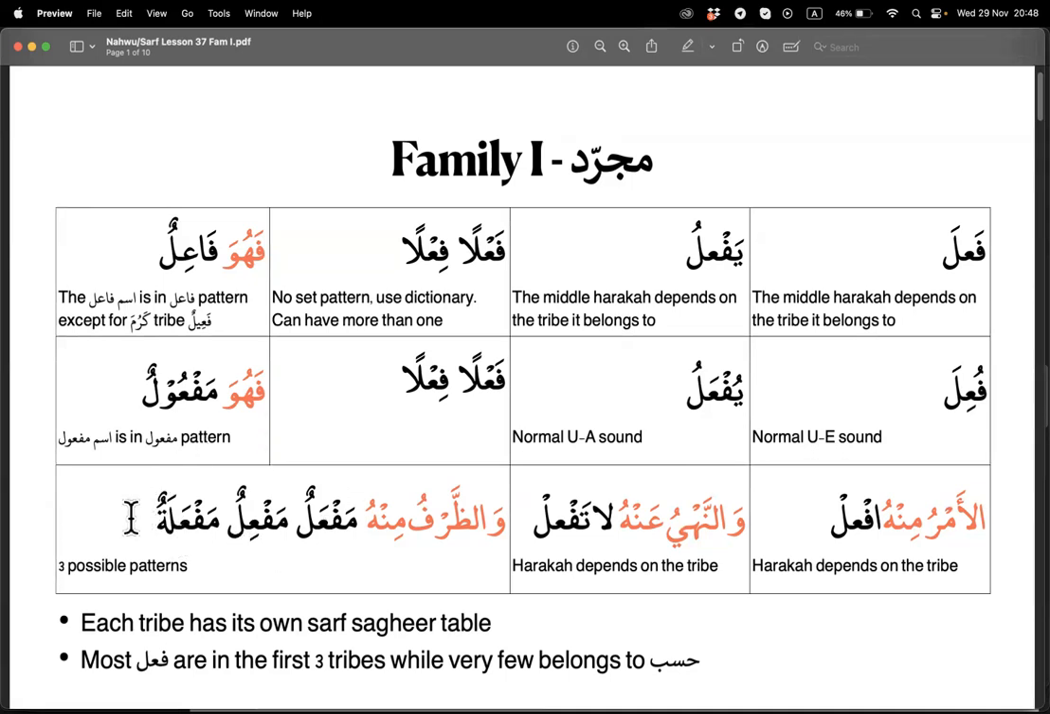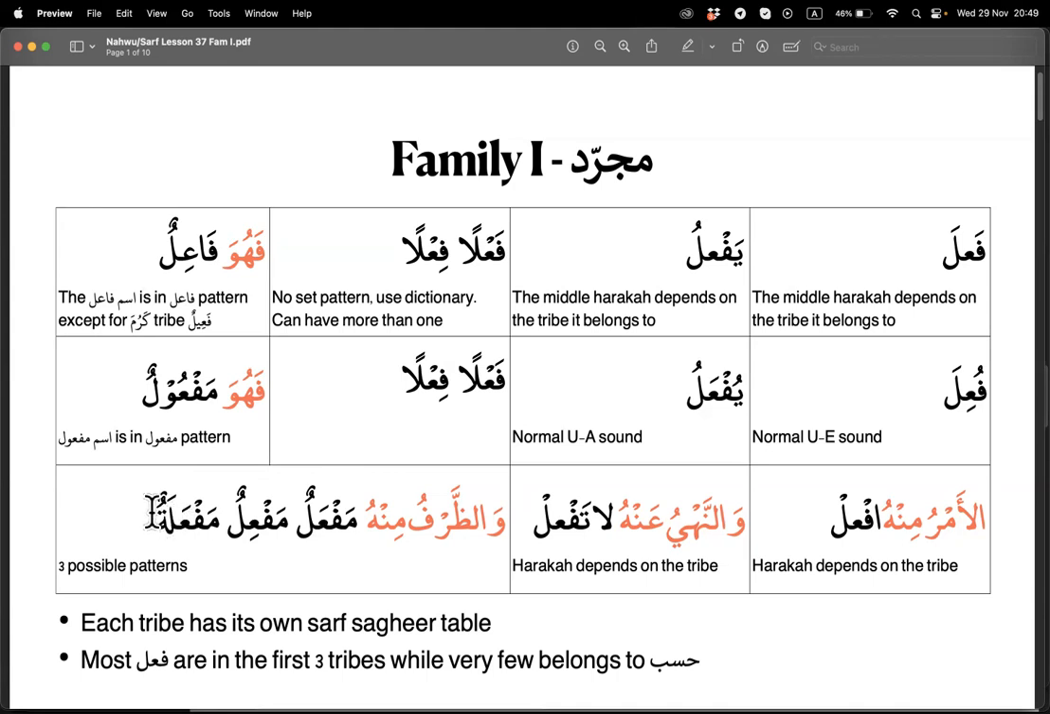If you find this difficult to remember, you can remember masjid and madrasatun, madrasah. So this is maf'al, and the others are maf'il and maf'alatun: masjid and madrasatun.